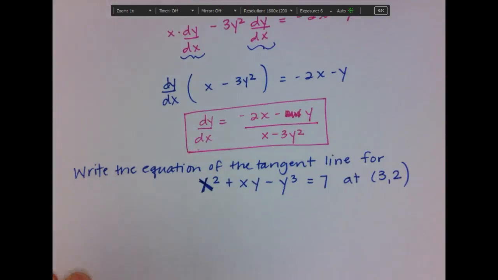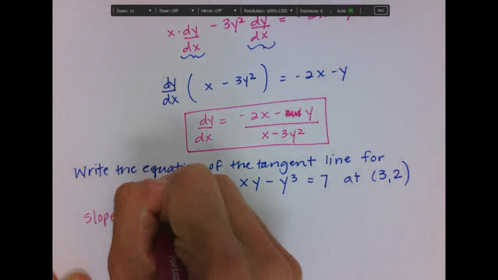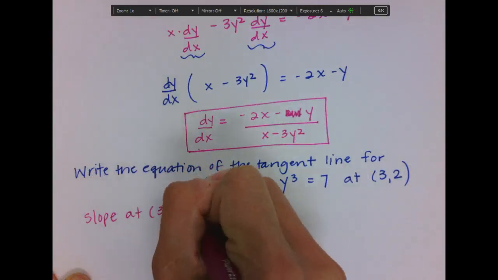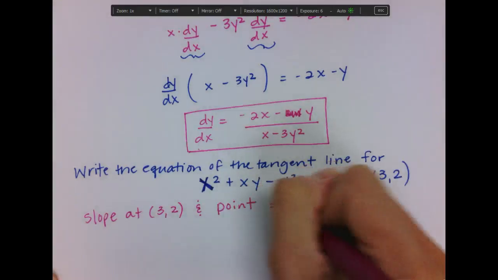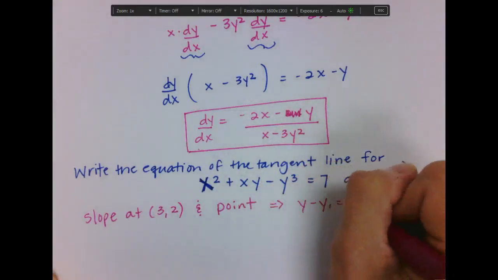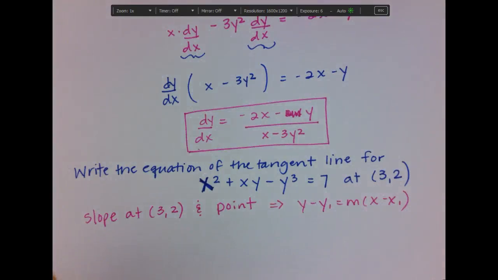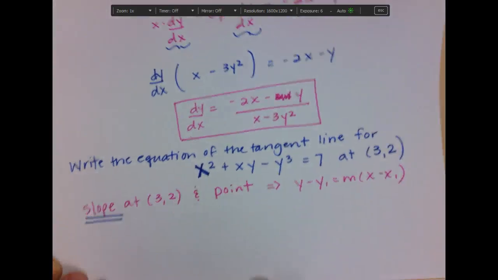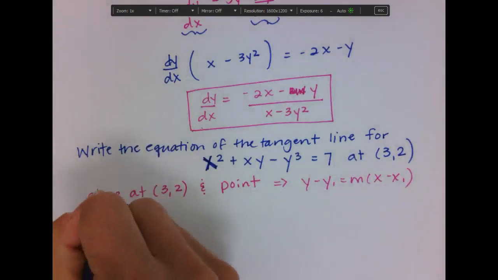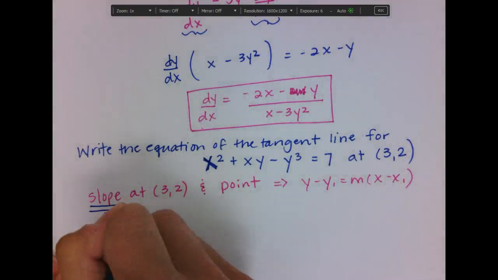So we should know by now that we need, of course, a slope. And we need the slope at the point (3, 2). And then we need the point itself in order to use the point-slope formula that we've been using. So the point was given to us. That's not going to require any work. But let's think about how we would get the slope in general. The slope in general is going to be our derivative, our dy/dx. Luckily, we just found that.